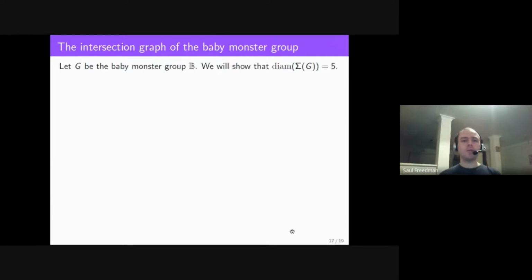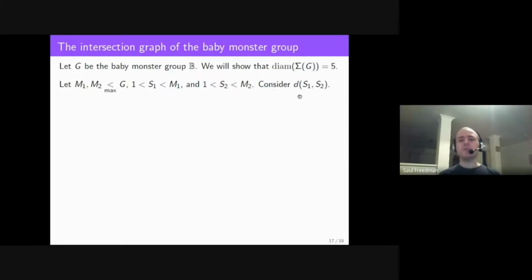So we'll let G be the baby monster group, and we'll show that the graph has a diameter equal to 5. So let's let M1 and M2 be maximal subgroups of G, and we'll assume that S1 is a proper non-trivial subgroup of M1, and S2 is a proper non-trivial subgroup of M2. And let's consider the distance in the graph between S1 and S2. So we want to show that this distance is always at most 5, and that there exist choices of S1 and S2 where the distance is at least 5.